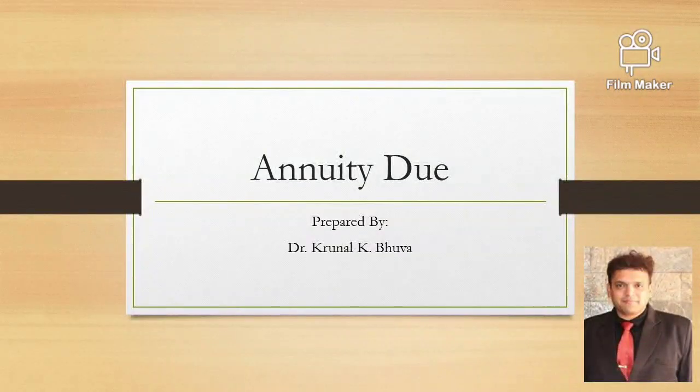When we receive or pay an amount at the end of the period, it can be the end of the month or the end of the year, then it is considered to be an ordinary annuity. That means when we have a loan and pay our loan amount, or when we take a house on rent and pay rent at the end of the month, or we pay any installment at the end of the month or end of the year, it is an ordinary annuity.